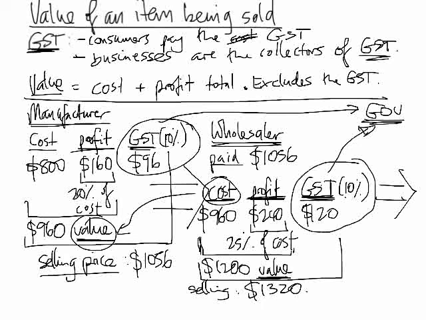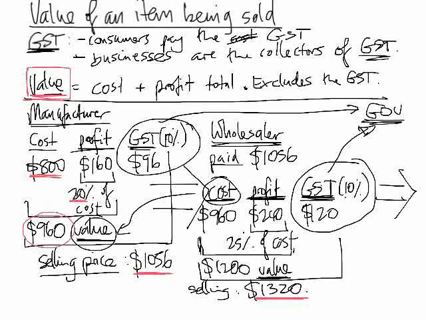So hopefully you can see that even though the selling price is $10.56 from the manufacturer and the selling price from the wholesaler is $13.20, that's not what the actual value of the item is. The value of the item is going to be the cost plus the profit and excludes the GST. The manufacturer, it cost them $800 to make the item. They made a 20% profit, so $160. So their value was $960.